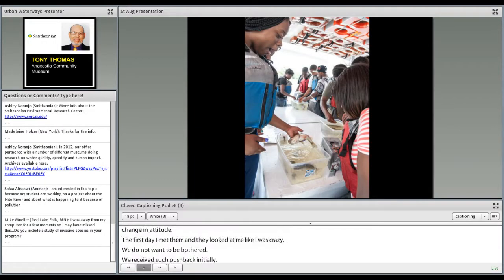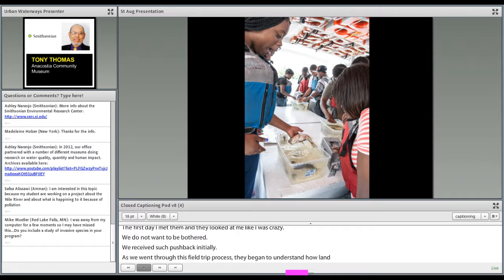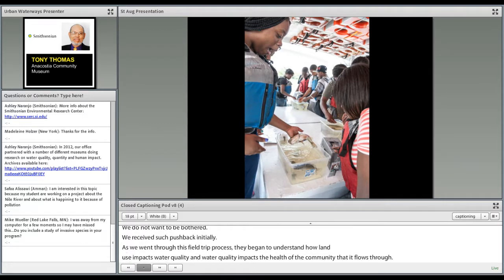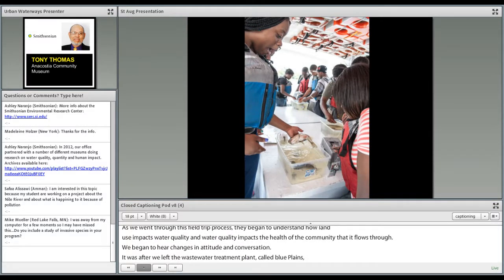They began to understand how land use impacts water quality, and water quality impacts the health of the community that it flows through. We begin to hear changes in attitude and conversation. And it was after we left the wastewater treatment plant, called Blue Plains here in Washington, D.C., that Kenny and I just had our chests poked out. It was such an illuminating moment, one of those aha moments.